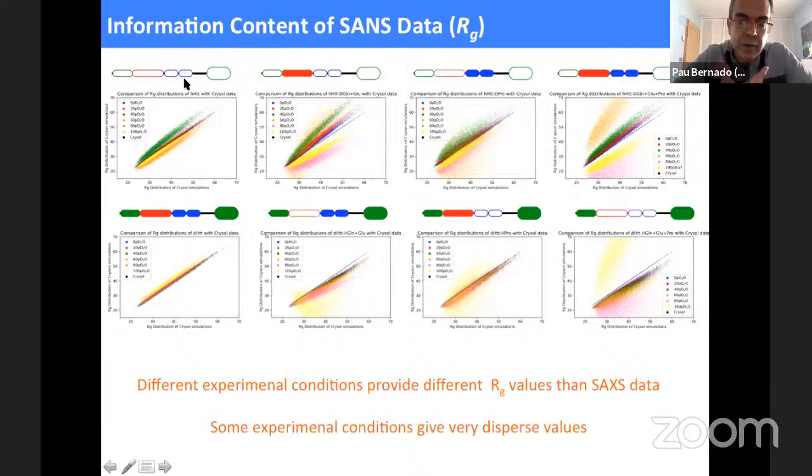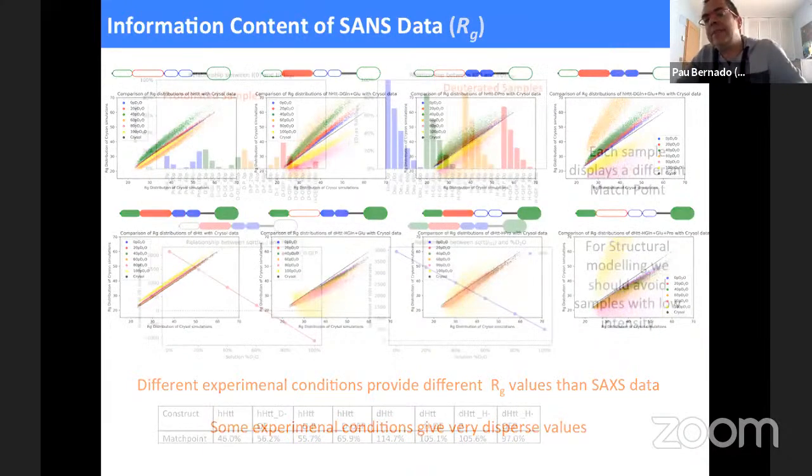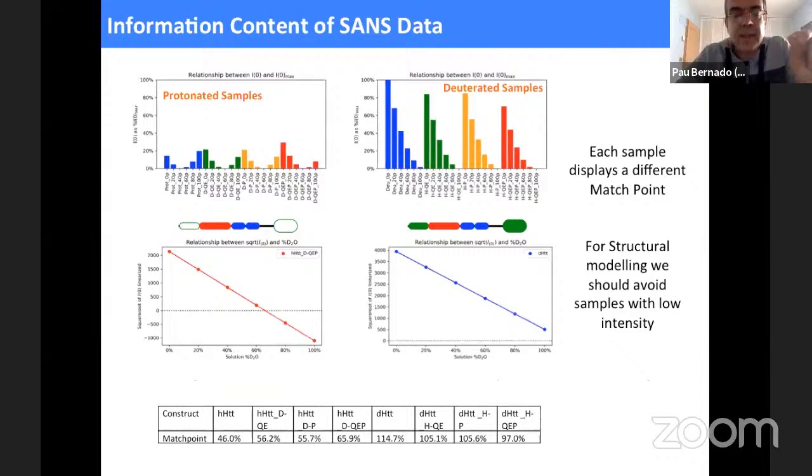We also see another phenomenon, which is that some of the conditions have very dispersed values. We have seen afterwards, and I will show you, that this corresponds to situations in which you have a contrast match. Even if you have segmental labeling, at some deuteration level of the buffer you will have a match point. And then you will not see anything. You will not have signal. In the protonated sample, this occurs at around between 46 and 66, depending on the segmental deuteration that you have.